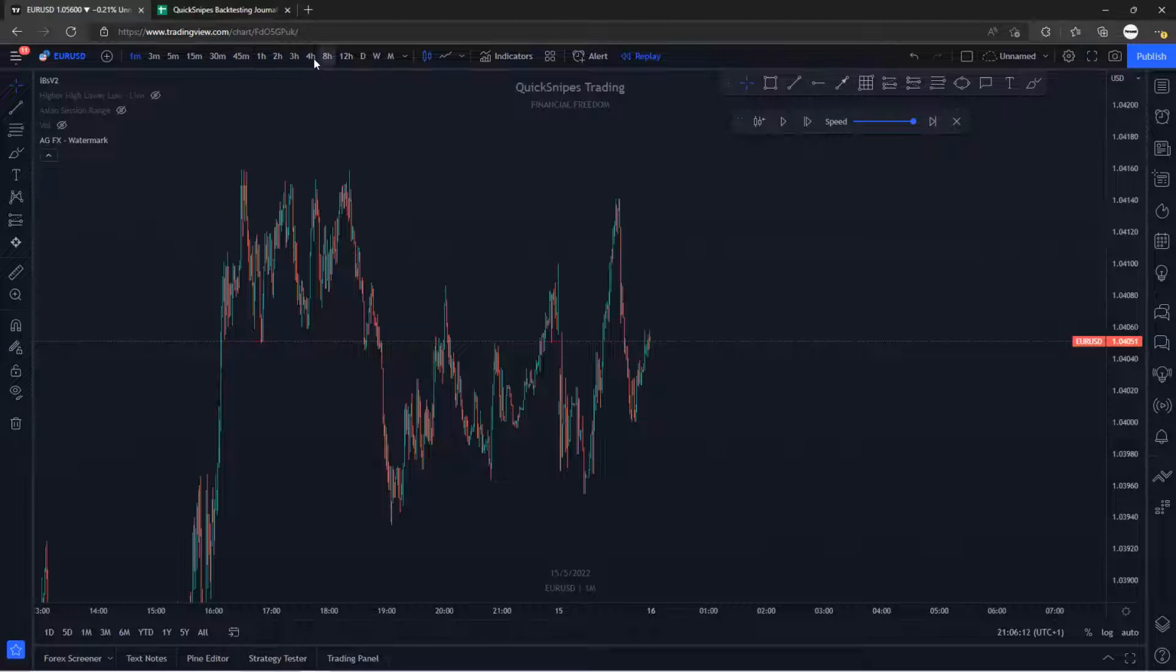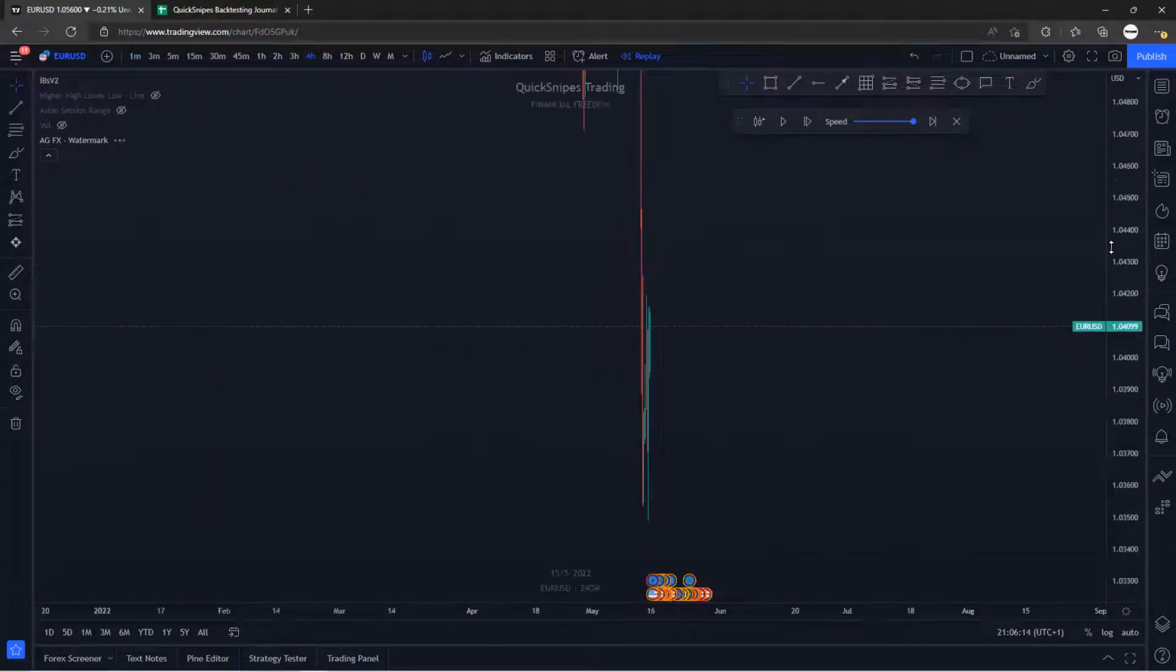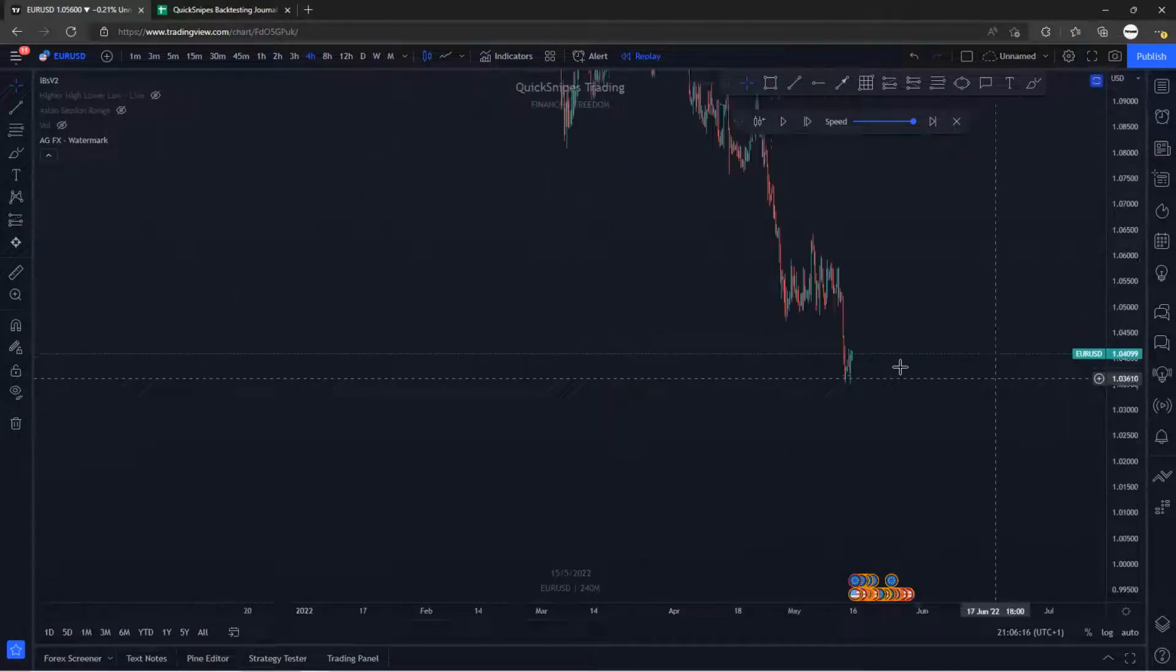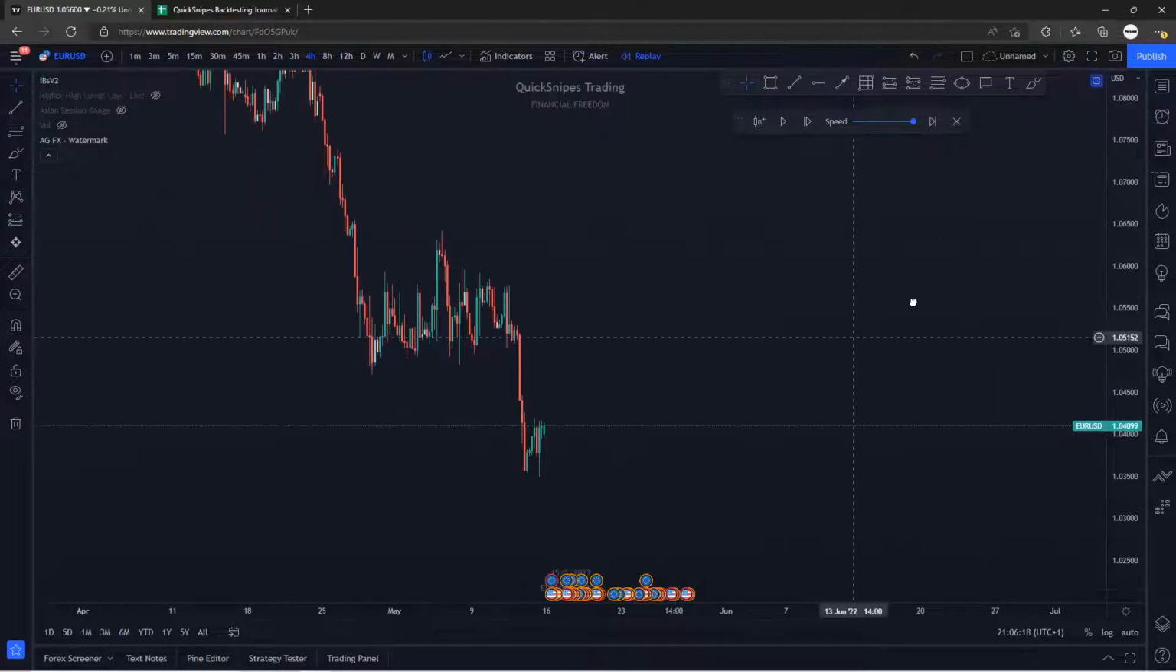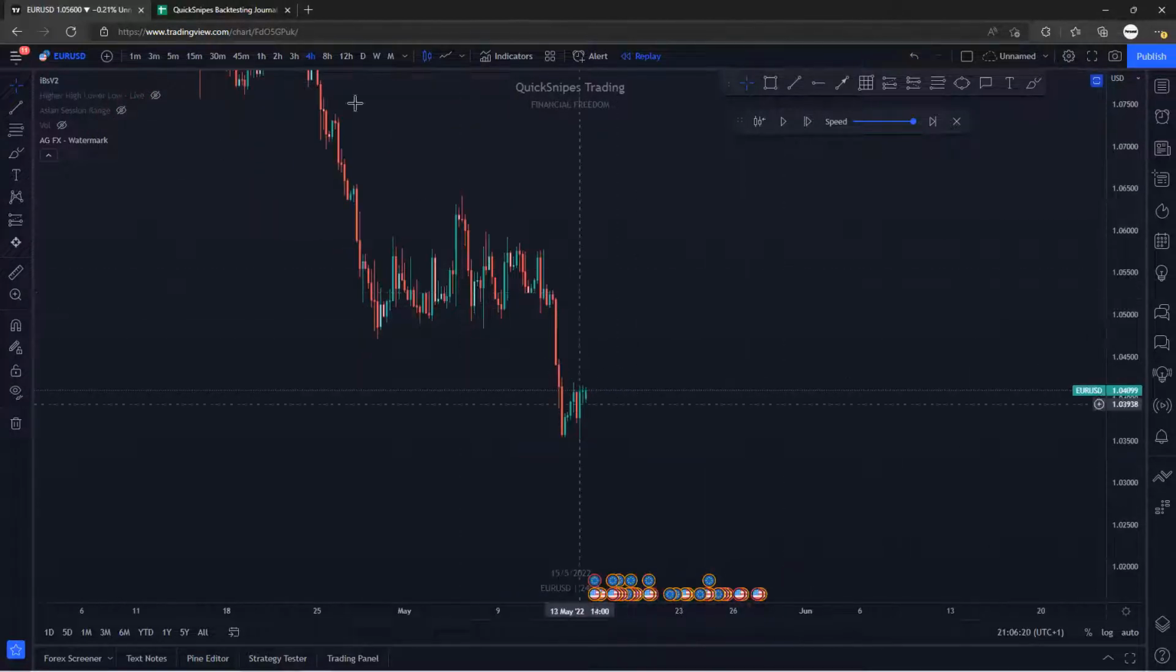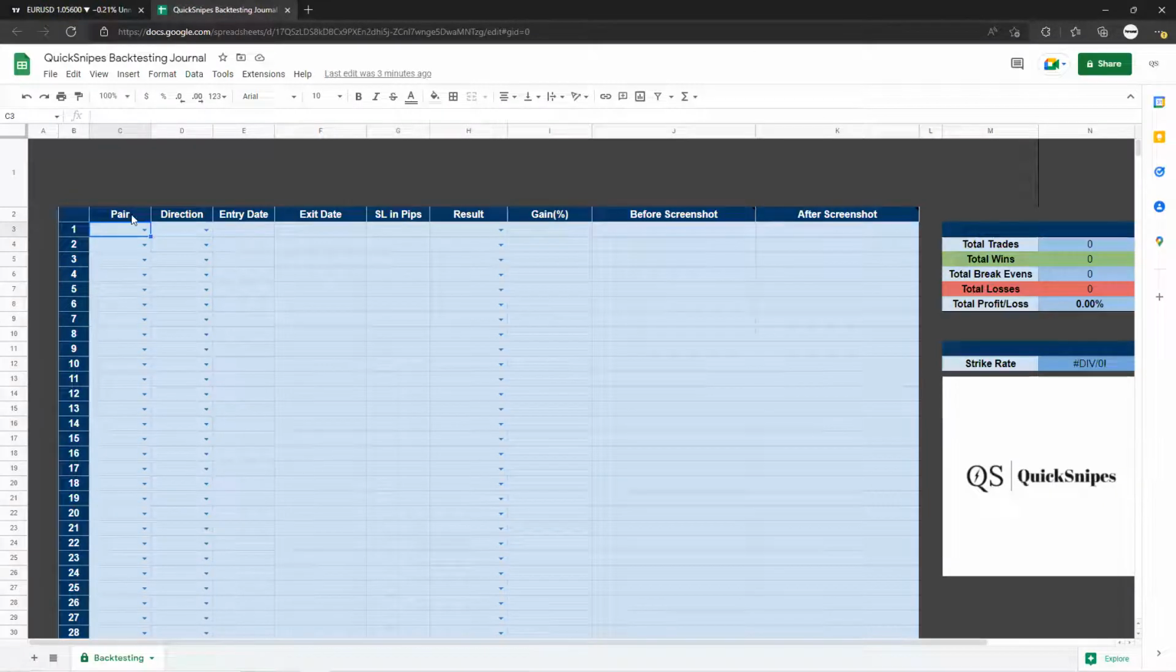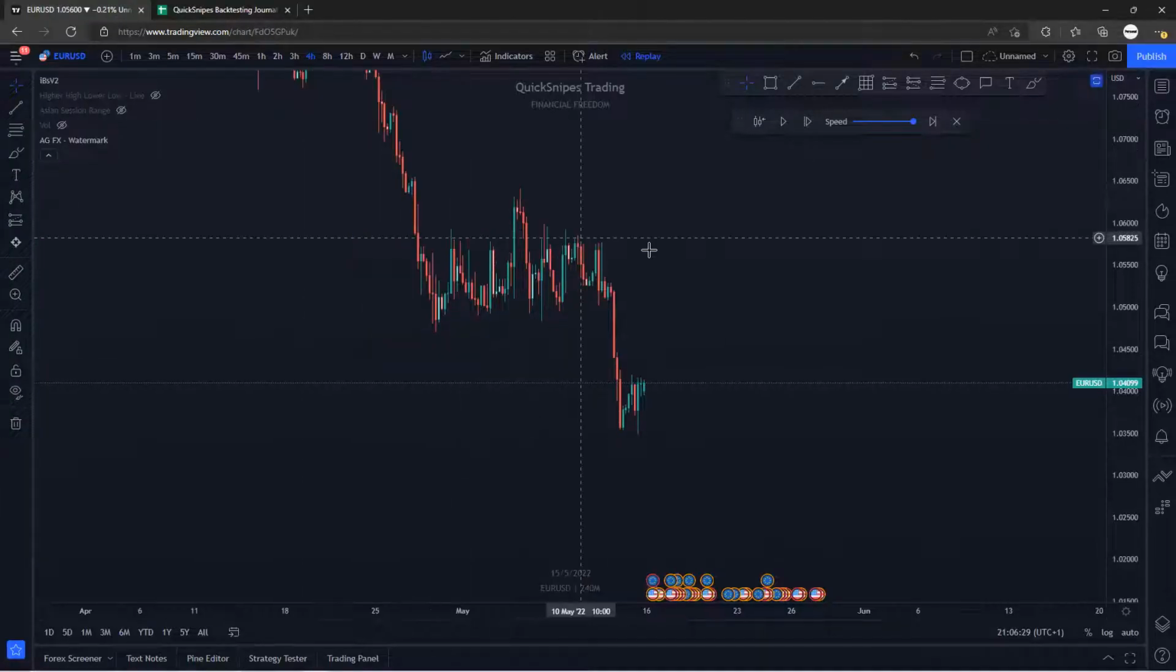We're gonna start up on the 4-hour and we're gonna test it like real results. So we are going to track where we are in the market. Whenever we have a trade entered, we'll mark it down on our spreadsheet over here, and we'll get started.